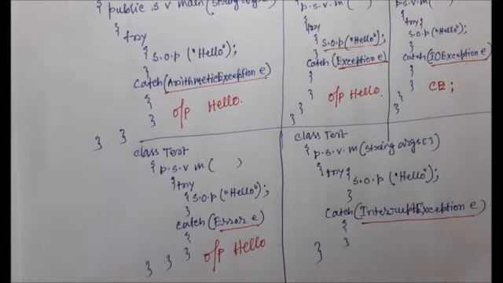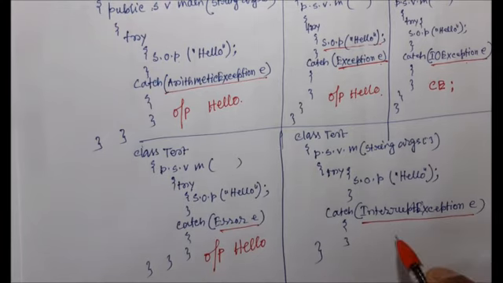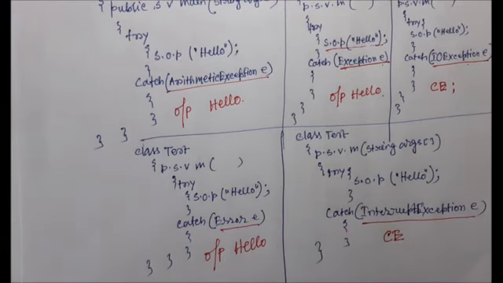Next, InterruptedException. For the same reason, InterruptedException is a checked exception, so a checked exception must be caught, right? So this is a compilation error. This is all about case 4.